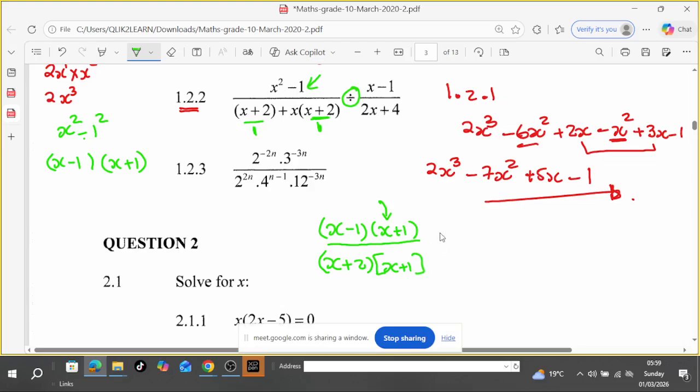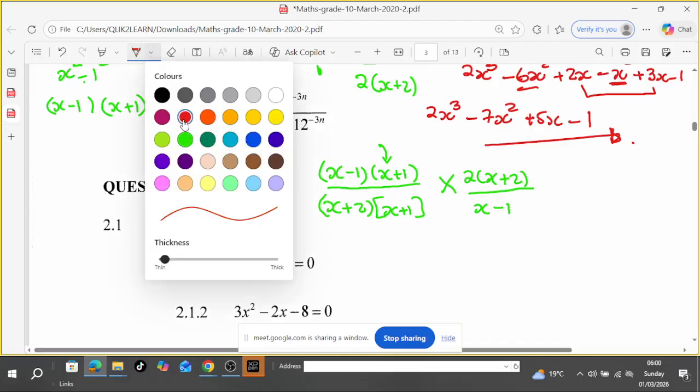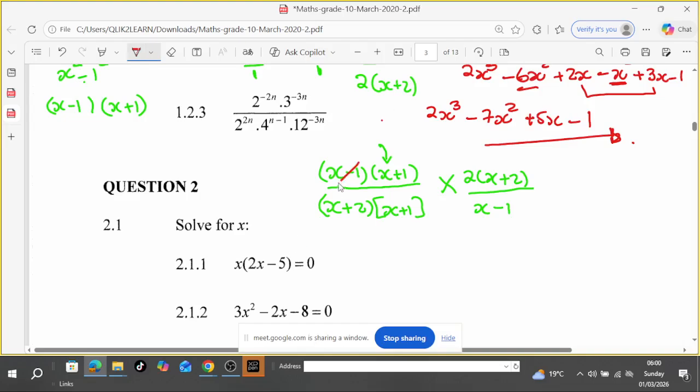Now we said we'll change the division to multiplication, but the 2x plus 4 will come on top. Remember, we can take the 2 out of 2x plus 4 as a common factor, and we'll be left with x plus 2. This will be 2 into x plus 2, and on the bottom we'll have x minus 1. When we multiply, we can look at the terms that are the same so that we can cancel them. So x minus 1 cancels, and this will be left with 1.